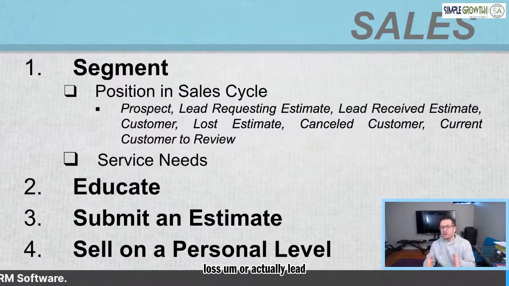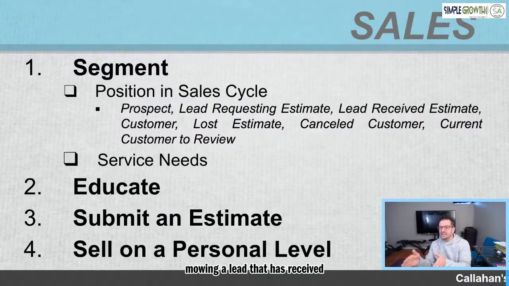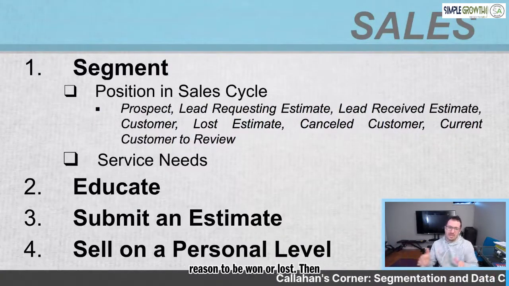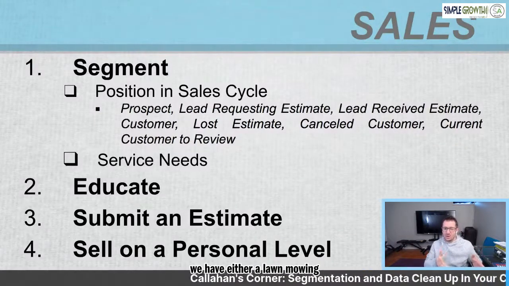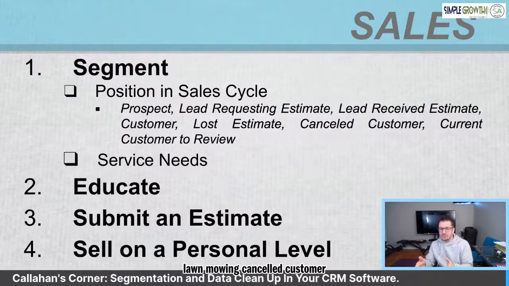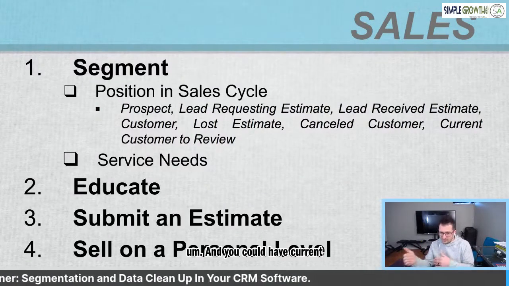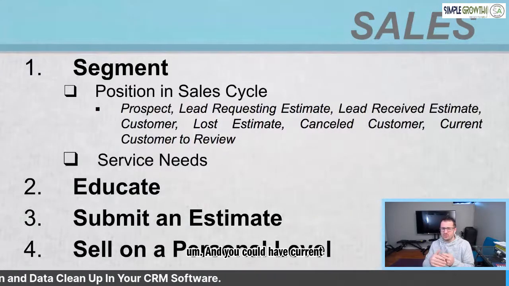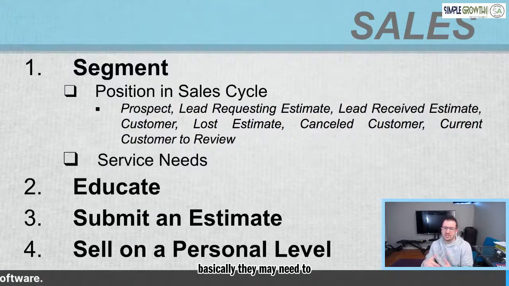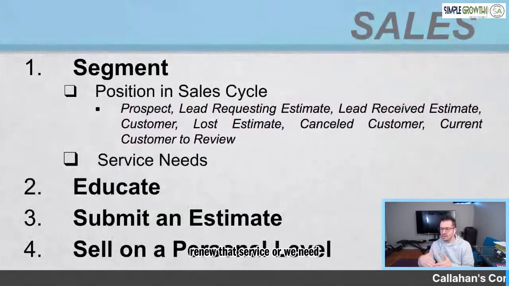Or actually a lead requesting an estimate for lawn mowing, a lead that has received an estimate for lawn mowing that needs to be won or lost. Then we have either a lawn mowing customer or a lawn mowing loss estimate. And then you have a lawn mowing canceled customer. And you could have current customer to review. So basically they may need to renew that service, or we need to review them for upsell opportunities.